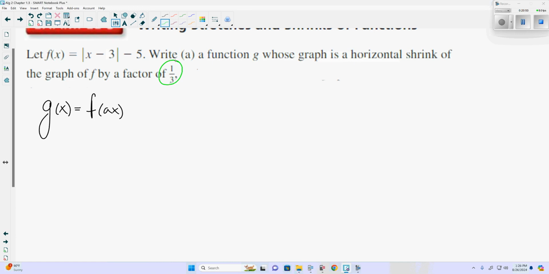before we can find our value of a, we've got to take the factor they gave us and flip it. So if we flip 1 over 3, it becomes 3 over 1. So our value of a is what? 3 over 1 or just 3.